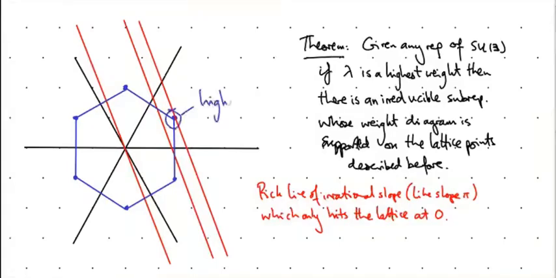That's what I mean by highest weight. We have to make a choice. We have to choose this line of irrational slope, and then we've chosen what the highest weight means. Of course, we kind of had to choose things for SU2 as well. We could have picked the highest weight as being the furthest to the left, but for historical reasons, we picked the furthest to the right. So there's always a bit of a choice.